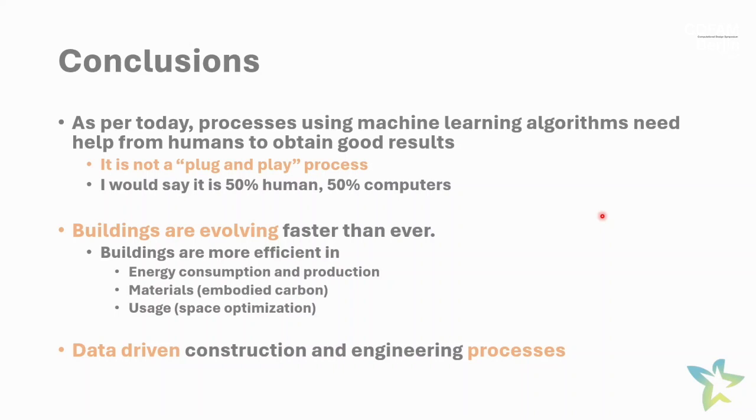In the case of Wi-Fi signals, we struggled a lot because it's just not optimized. It's not learning, right? So it's difficult. So I think at this point, my conclusion is that it's 50% humans. We need to tailor our model in a way that the machine learning algorithms can perform at their best. Buildings are evolving. We are making buildings very efficient in energy consumption, embodied carbon, so materials, and space optimization. Finally, yeah, we are going to a data-driven construction and engineering process, right?